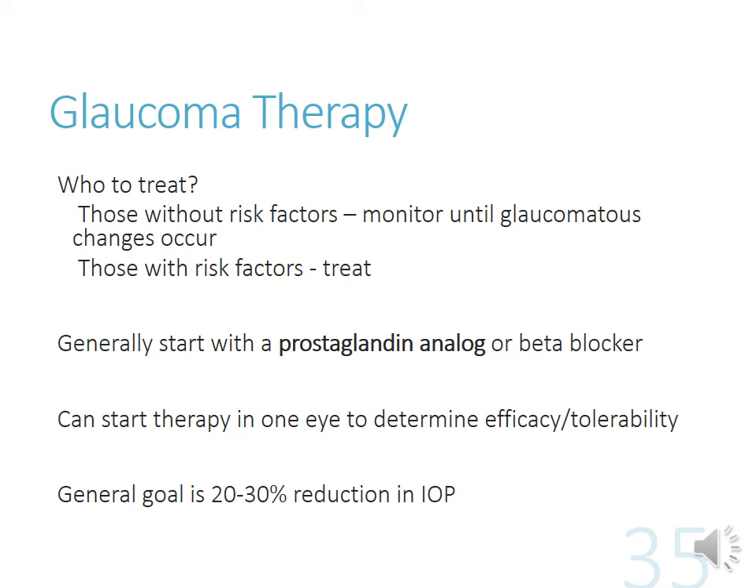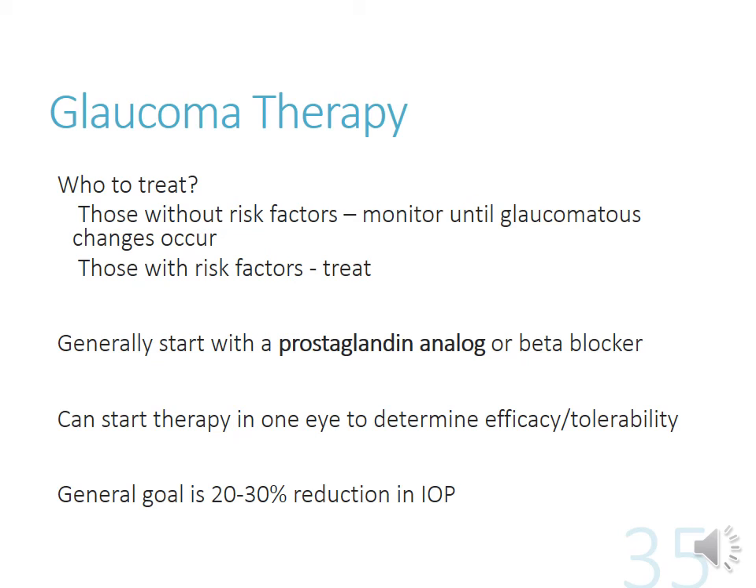So who should you treat in regards to glaucoma therapy? In a lot of cases, if you don't necessarily have a lot of risk factors, you can generally monitor the intraocular pressure for a period of time until you start to see some glaucomatous changes occur. But those that do have risk factors, say positive family history or really high risk for visual field changes and things like that, should be treated. In general, you're going to start with the prostaglandin analog. If they can't tolerate that for whatever reason, they have an allergy or something, beta blockers would be your second line agent to go to.